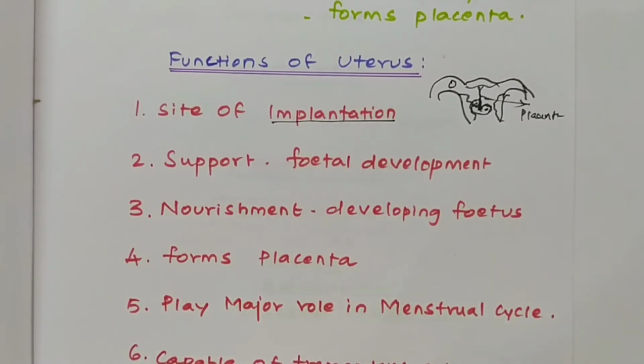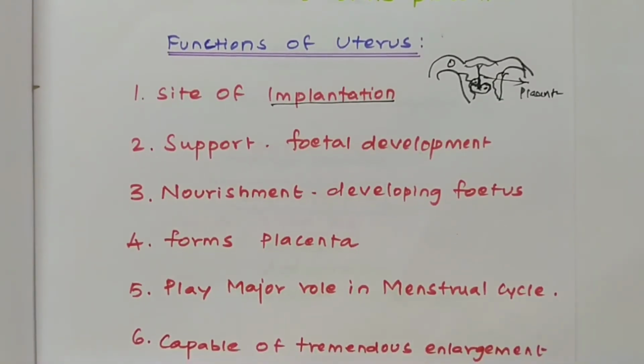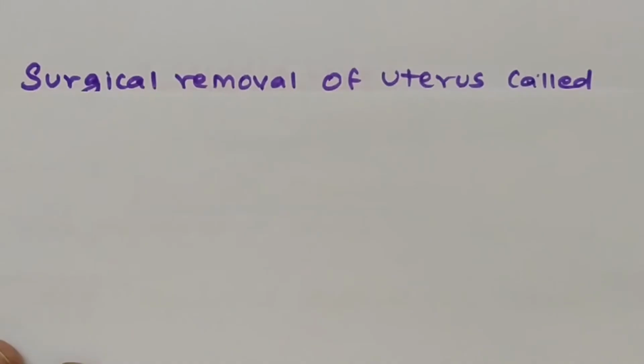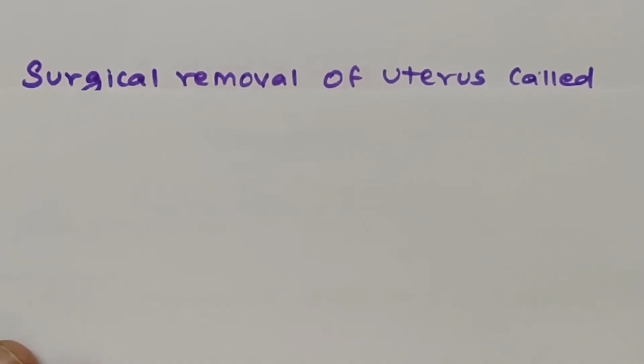At the time of pregnancy, it is capable of tremendous enlargement. As I said already, from a normal uterus to a pregnant woman's uterus, it enlarges 20 times. A general point related to the uterus: surgical removal of the uterus is usually done in women above 45 or 50 years of age. Generally some problem may come in the uterus, so the doctor will recommend removing the uterus.